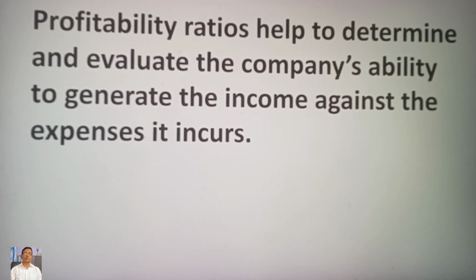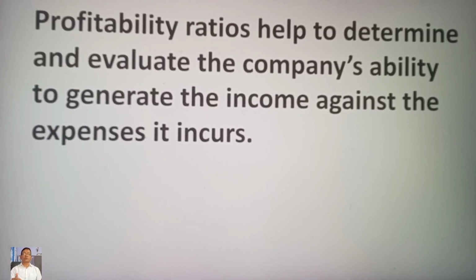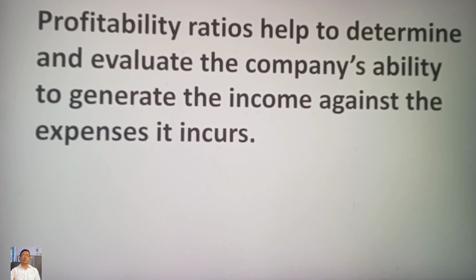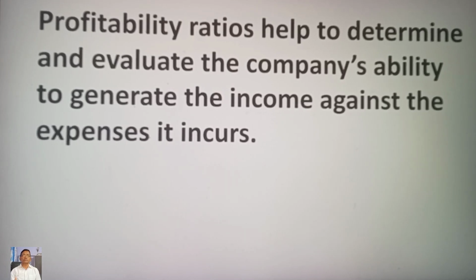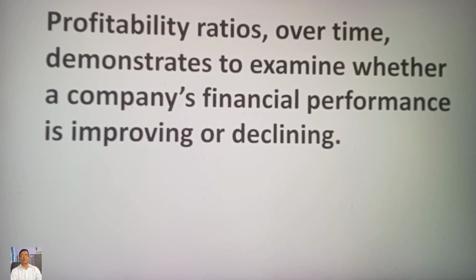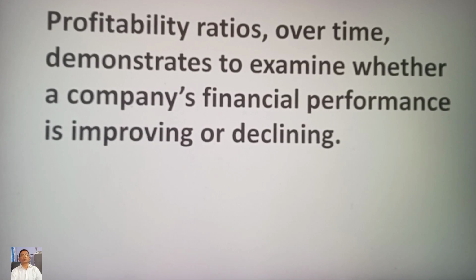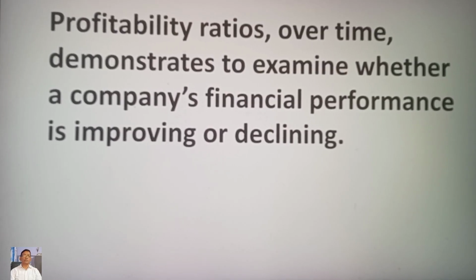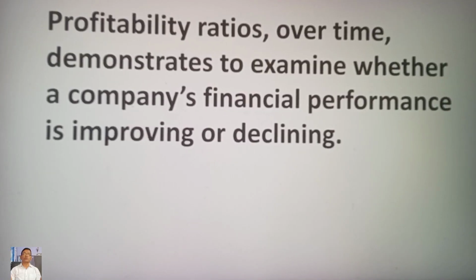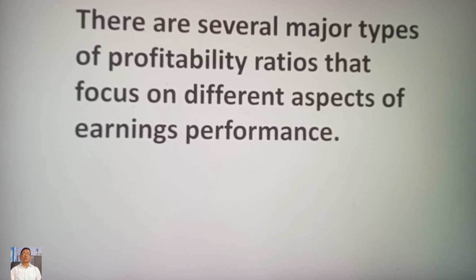Profitability ratios help to determine and evaluate the company's ability to generate the income against the expenses it incurs. These are used for analyzing the company's performance. Profitability ratios over time demonstrate whether a company's financial performance is improving or declining. Investors can use these ratios to determine whether or not a company would be good for investment. There are several major types of profitability ratios that focus on different aspects of earning performance.